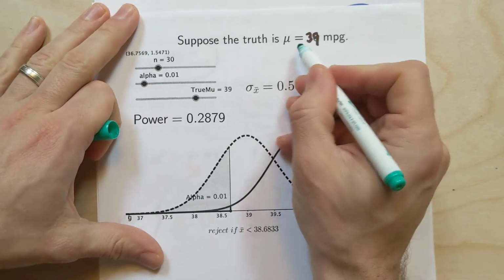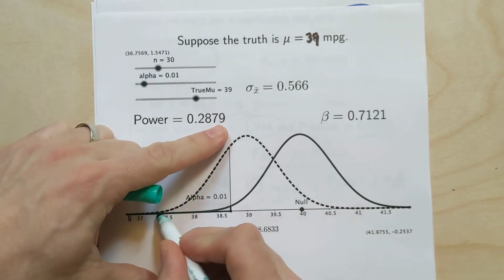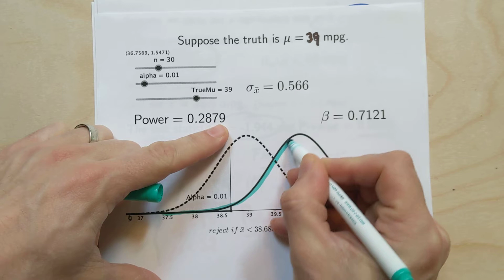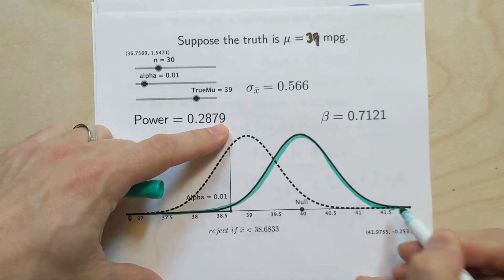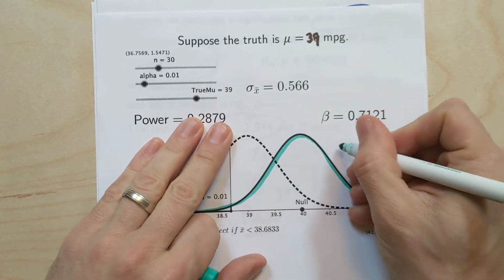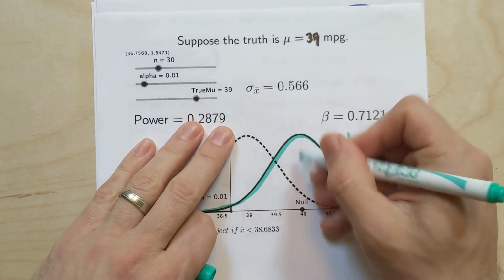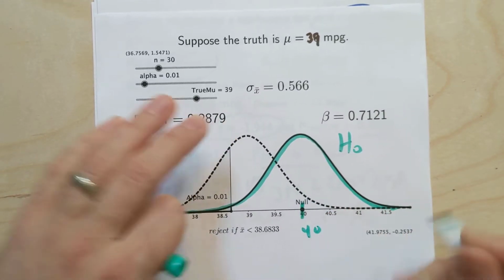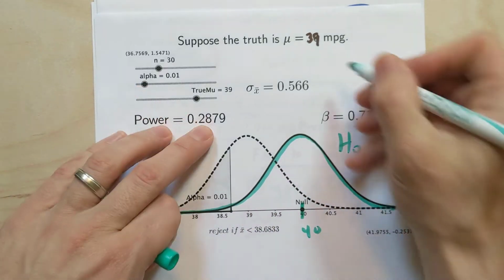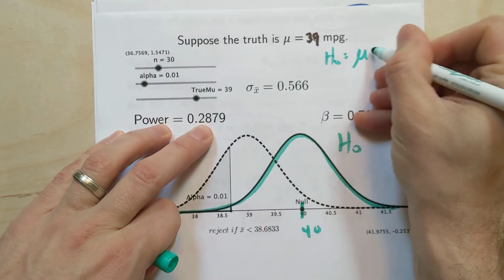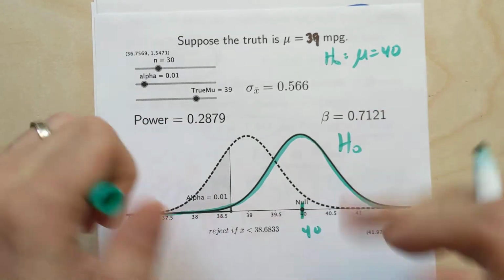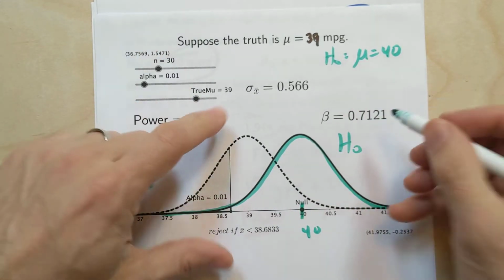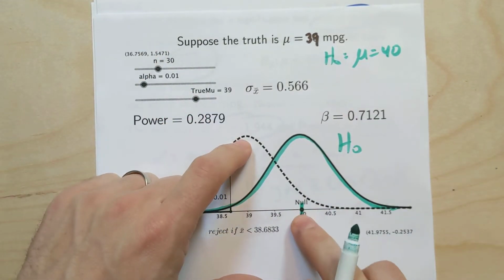Well, let's first look at this distribution right here, which I'm now shading in green, right? And this is the distribution that's ultimately based on the null hypothesis. Notice where it's centered. It's centered right here at 40, right? And so the null hypothesis, remember, the null hypothesis was that the mean of the average gas mileage of these cars was 40 miles per gallon. So there we go. We got 40 right in the middle.